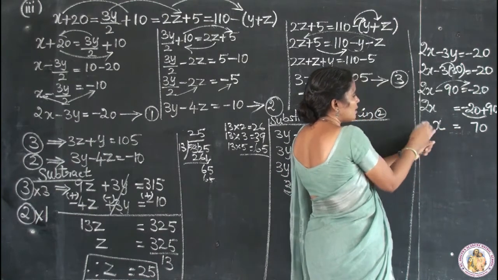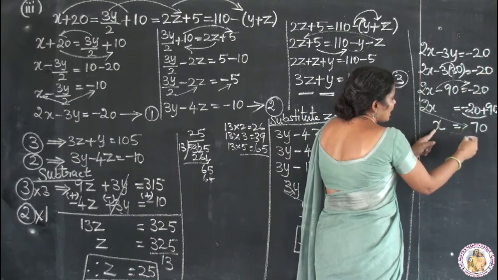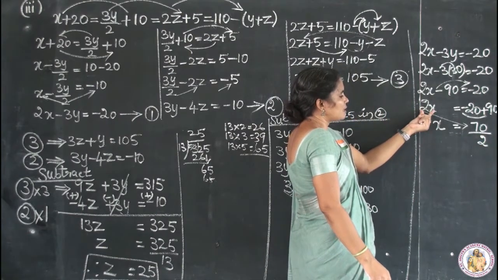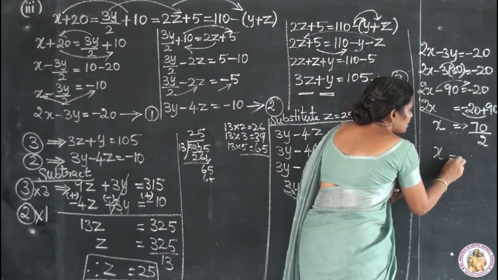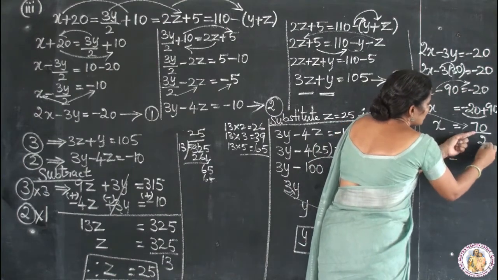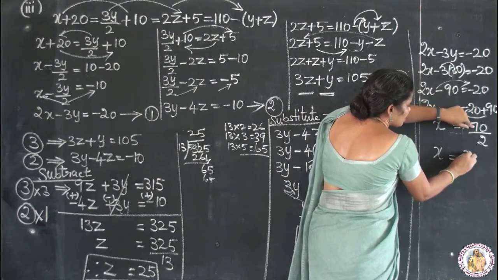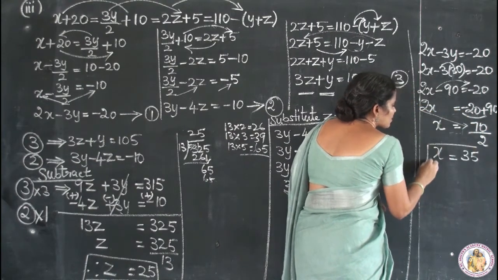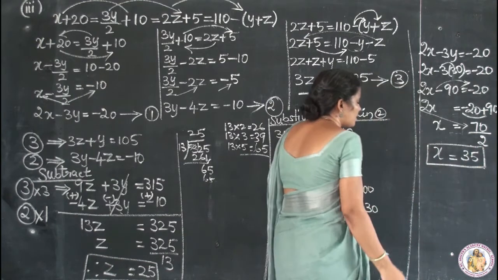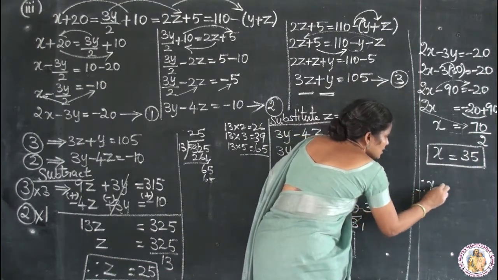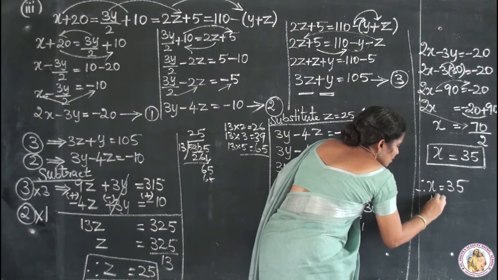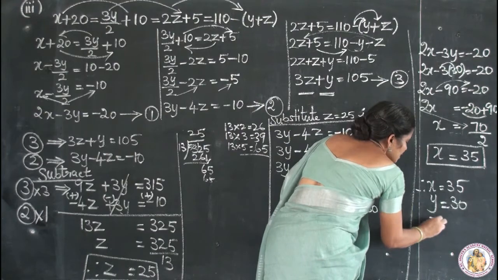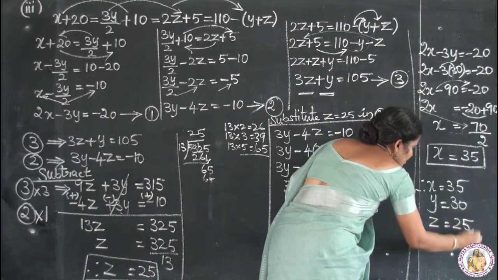Now we have 2x here. Take 2 to the right side. It goes as division because it is a multiplication sign here. So x is equal to 70 divided by 2. 3 twos are 6, remaining 1. 5 twos are 10. So therefore x is equal to 35. y is equal to 30. And z is equal to 25.